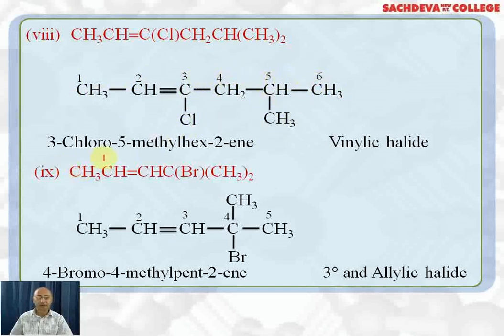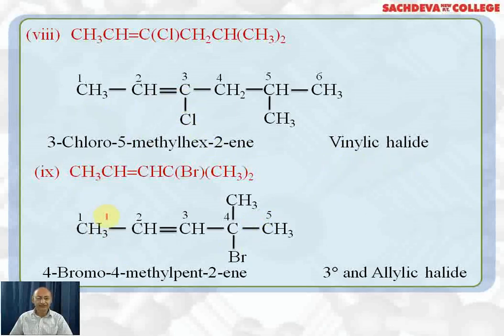Third carbon chloro group, 3-chloro. Fifth carbon methyl group, 5-methyl. Double bond is after the second carbon, and total carbon atoms are 6, hex-2-ene. This is a vinylic halide because the double bond and Cl are attached to the same carbon, so we call it vinylic halide.